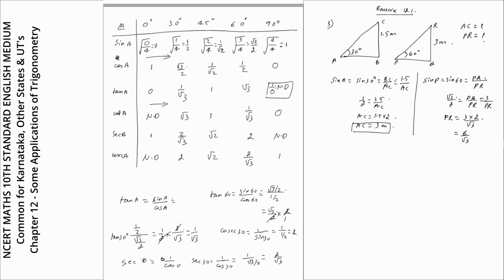So 6 by root 3. The denominator is an irrational number. So to make it rational, we can multiply by root 3. Both numerator and denominator, when we multiply by root 3, effectively there is no change. So I'll get 6 root 3. Root 3 into root 3 is just 3. Now 3 1s are 3, 3 2s are 6. So PR is equal to 2 root 3 meters is the answer.